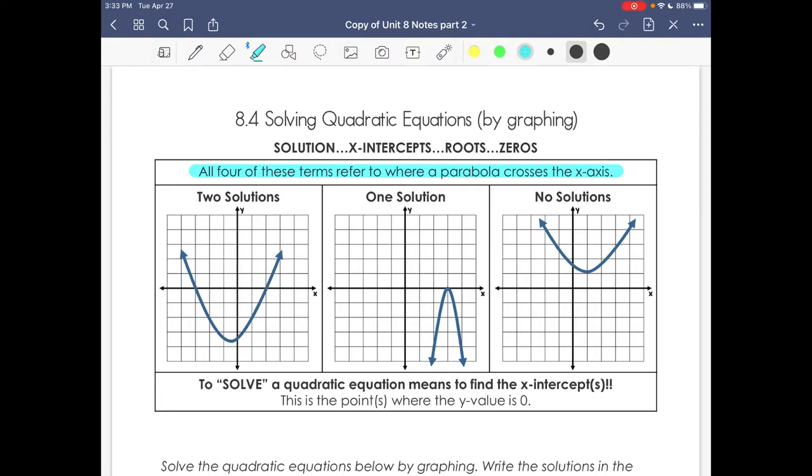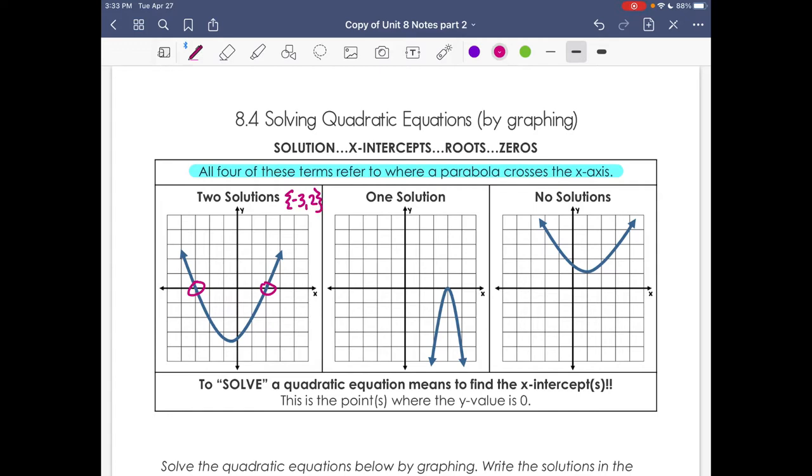So if you look at these three here that we have before us, there are two solutions on the first one because it crosses the x-axis in two places. And so we could say that this solution would be -3 and +2. And so we've talked about using the solution set. So that's what it would be for this one.